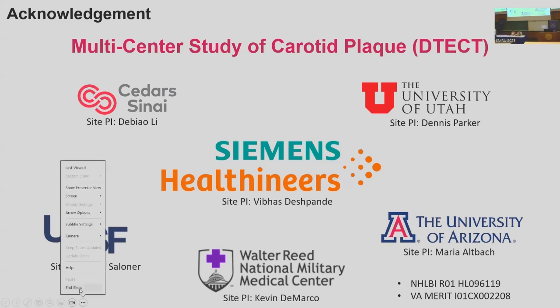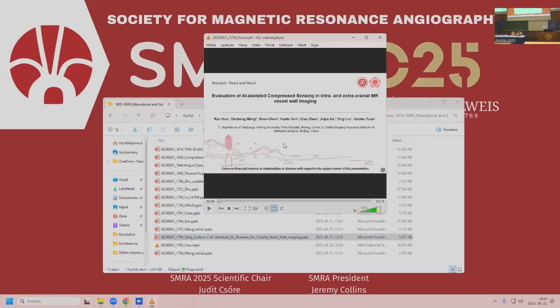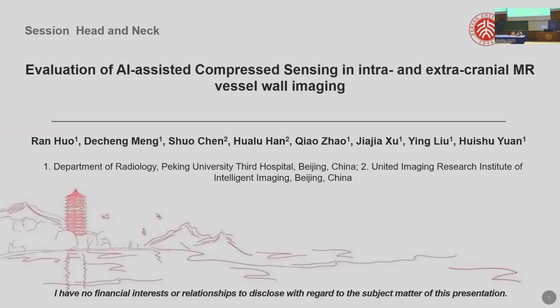The next speaker's title is Evaluation of AI-assisted compressed sensing in intra and extracranial MR vessel imaging. It's given by Ran Huo from Peking University. Hello everyone, I'm Ran Huo, coming from Peking University Third Hospital. Today my presentation is Evaluation of AI-assisted compressed sensing in intra and extracranial MR vessel wall imaging.